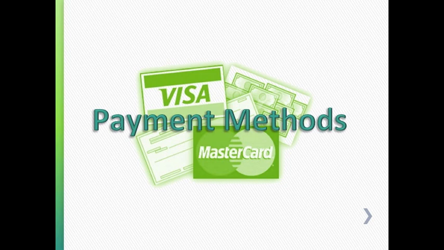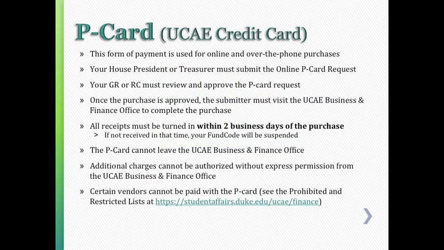UCAE offers many different payment methods. All forms and step-by-step instructions on how to spend your house funds can be found on the UCAE website under Finance. But let's cover the basics. One of the most common methods of purchasing is using a P-card, which is a UCAE credit card. P-cards are used for online and over-the-phone purchases such as Amazon and restaurants.